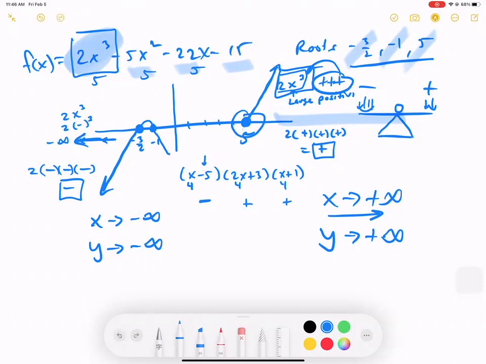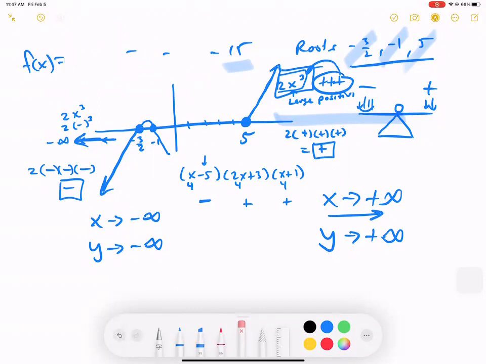Now, I want to throw in one more extra stop here along the way. What's the easiest number ever to plug into a function? Some of you might be saying 1. Nope, easier than that. The easiest number to plug into a function is 0. Because if I plug in 0, what happens? 0, 0, 0. The only number left is negative 15.